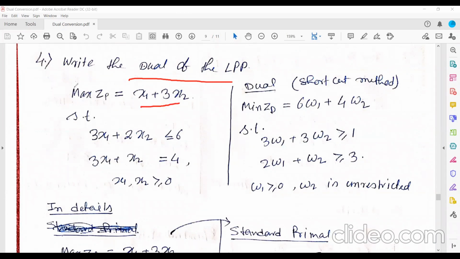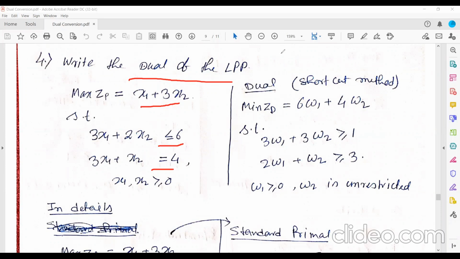Since the problem is a maximization, all the constraints will be less than or equal to. Okay, less than or equal to is there, but here greater than or equal to is there. Sorry, an equality sign is there. Already I told you, if an equality sign is there, then you need to write two inequations with opposite inequality signs. One is less than or equal to, and the other is the same inequation with greater than or equal to.